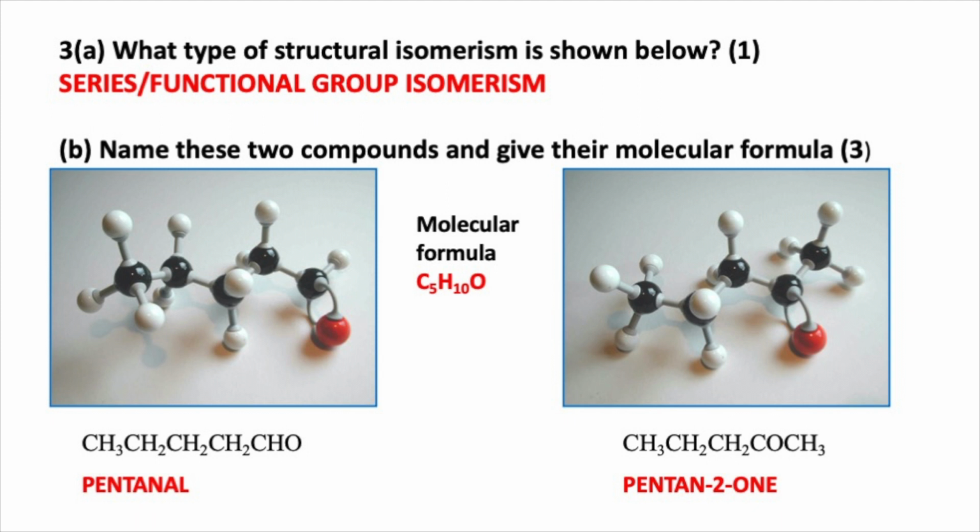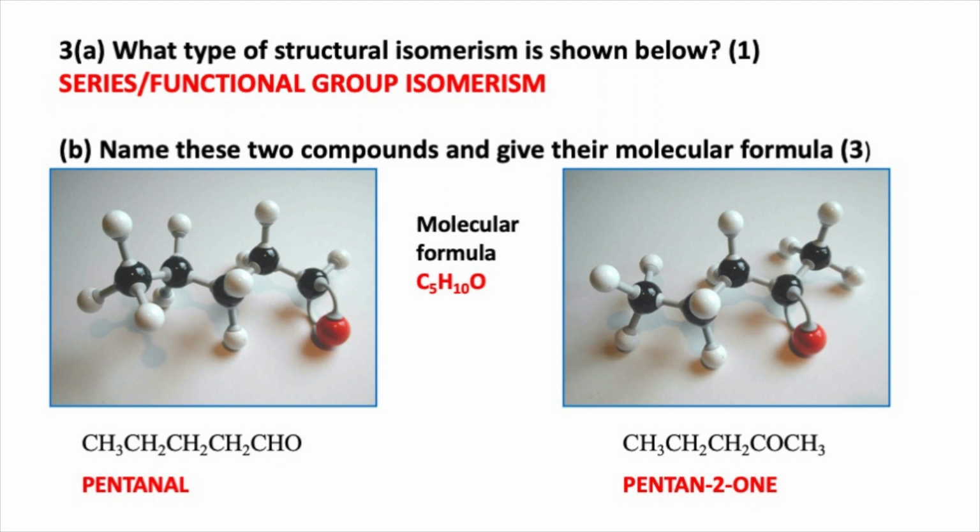So now let's go for the answers to question 3. Now the type of structural isomerism that's shown below is series or functional group isomerism, and there's 1 mark for that. And the reason it's series isomerism is because the two compounds that are shown below are members of different families. They're members of different homologous series. They have different functional groups.